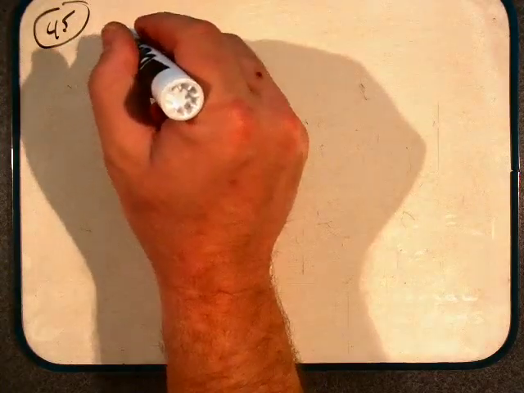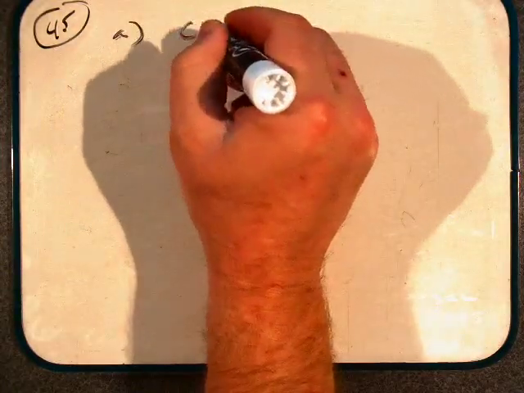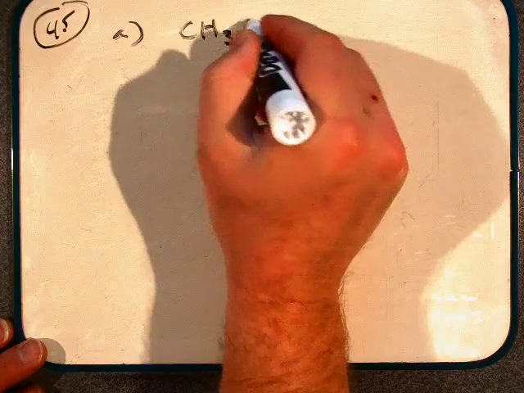This is number 45 in chapter 10. It's looking at geometry, but now the molecules are a little bit more complex. We want to determine the geometry about each interior atom in each molecule and sketch the molecule. And we're given a structure, at least a rough structure for the molecule.